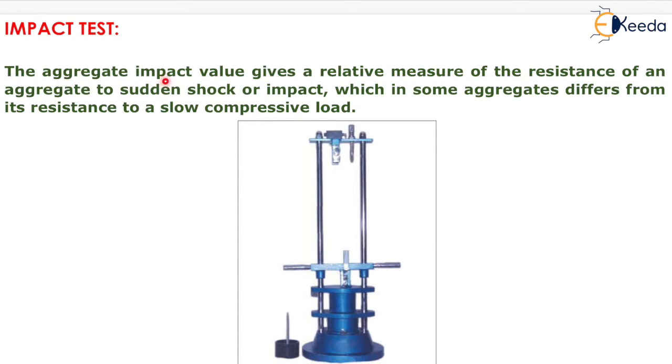The aggregate impact value gives a relative measure of the resistance of an aggregate to sudden shock or impact, which in some aggregates differ from its resistance to a slow compressive load. Now here is the impact testing machine which is shown on your screen.